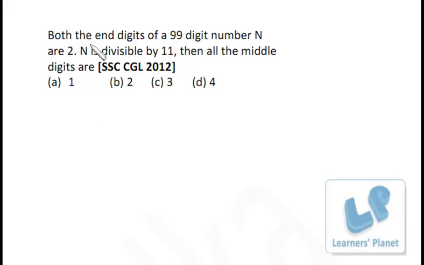Both the end digits of a 99 digit number n are 2, n is divisible by 11, then all the middle digits are what? See here, this number is 2, then we have 97 digits over here, and this is number 2. Now what is the divisibility rule of 11? Suppose I have a small number, maybe a, b, c, d, then a plus c should be equal to b plus d, or we can say the mutual difference should be 0. So here the total number of digits is odd.